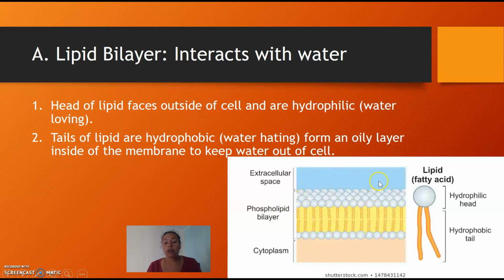So you have water here, right? So you have the water loving. So the head is called hydrophilic, water loving. The tail is called hydrophobic, water hating. And that makes that oily layer around your cell, and it helps to regulate how much water gets in and out.